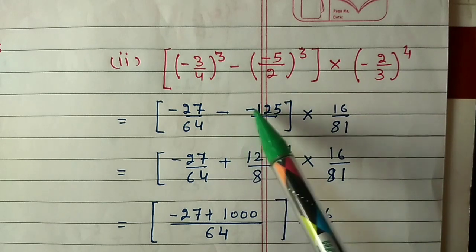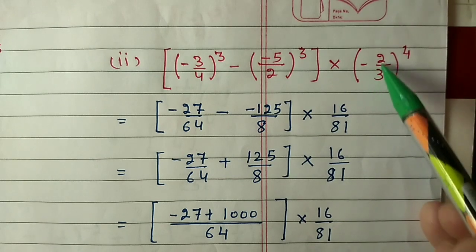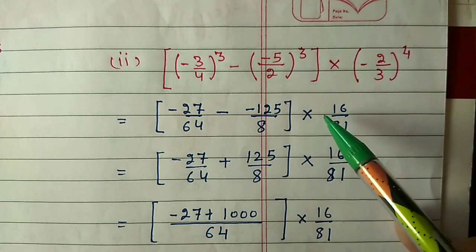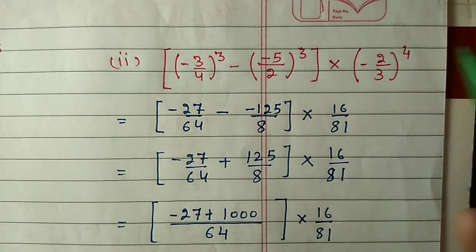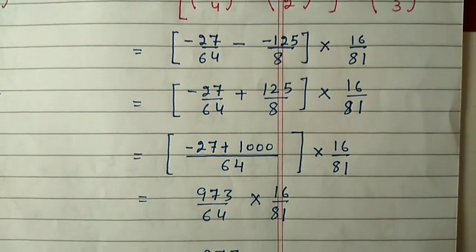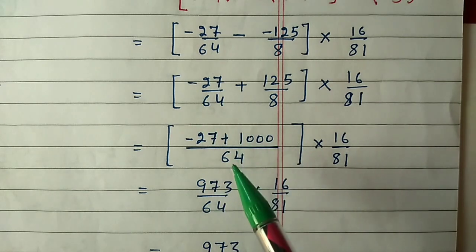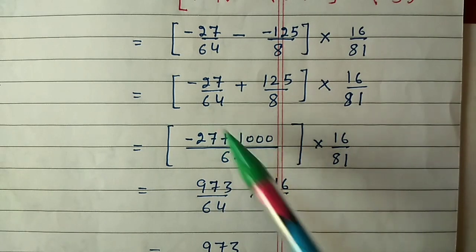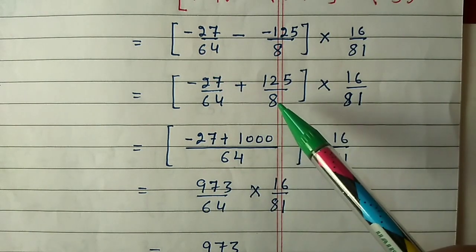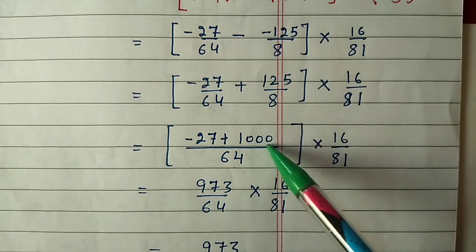The next step, this minus and minus will become plus. We can multiply here also. Minus 2 by 3 4 times if we multiply we will get 16 by 81, and here the symbol will be plus because 4 is an even number. Next we have to take LCM for 64 and 8 because the addition symbol is there in between. So LCM of 64 and 8 is 64. In 64 table, 64 is coming one time, multiply with numerator minus 27. 8 table it is coming 8 times, multiply with 125 you will get 1000.